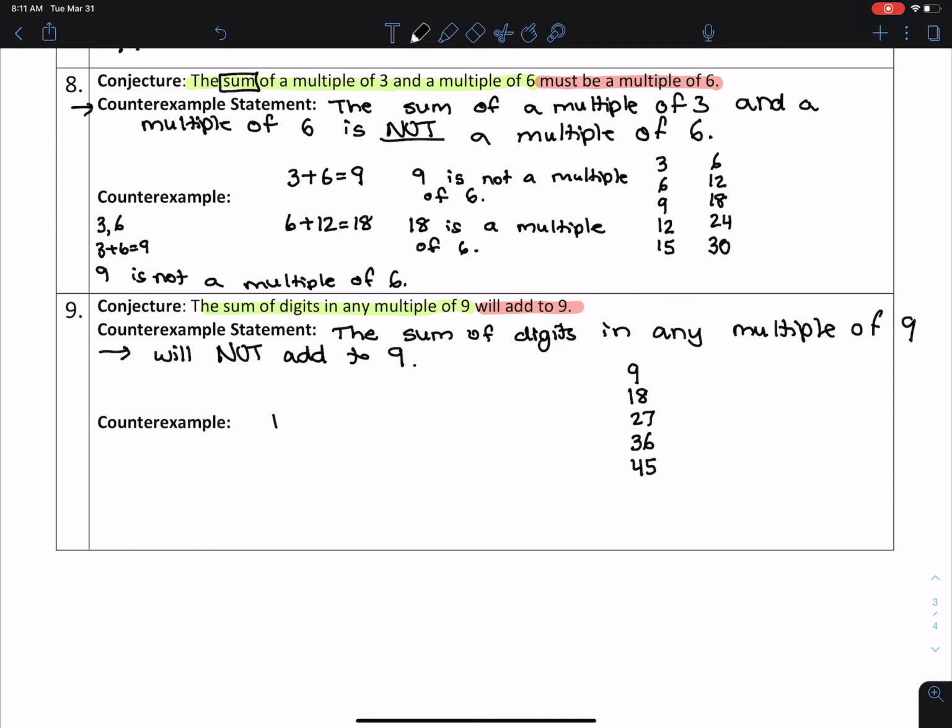So let's take the example 18. My digits are 1 and 8. I do the sum of those digits, which is 1 plus 8, and I get 9. But then I notice that 9 is a multiple of 9. So this one wouldn't work. Let's try another example. 45.